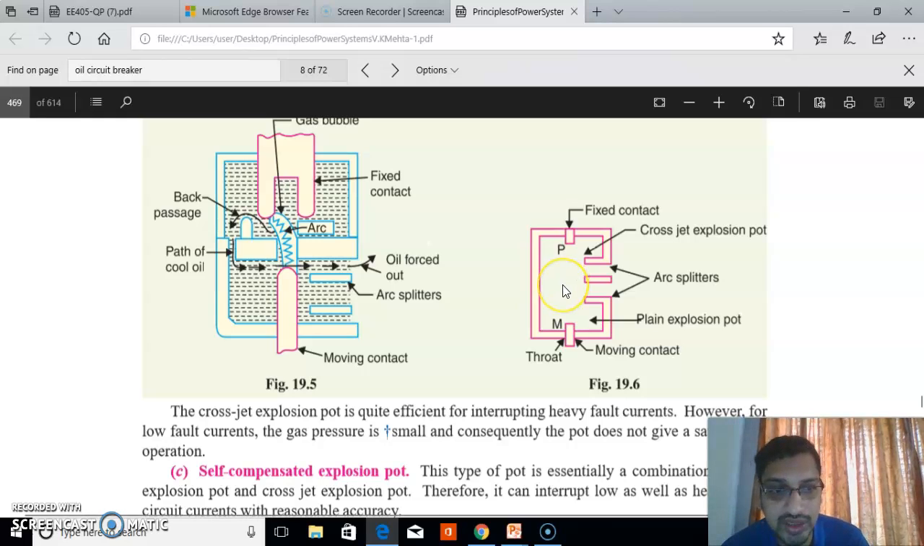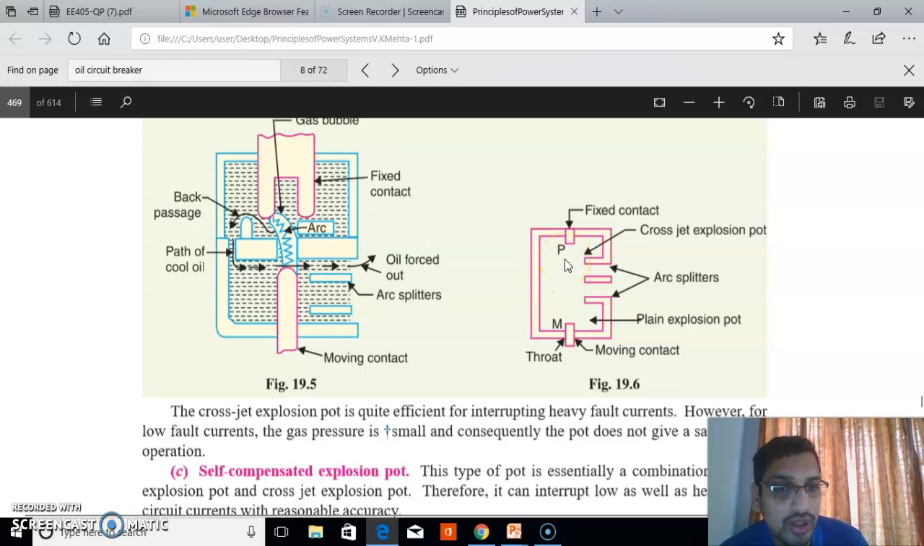You can see the upper part represents the cross-jet explosion port because it consists of the arc splitter, and the lower part consists of the plain explosion port. In the lower part there is a throat, an opening, through which the moving contact moves out of the port. When a high fault occurs, high pressure is developed, so that before the moving contact is out of the port, the high pressure extinguishes the arc between the contacts.